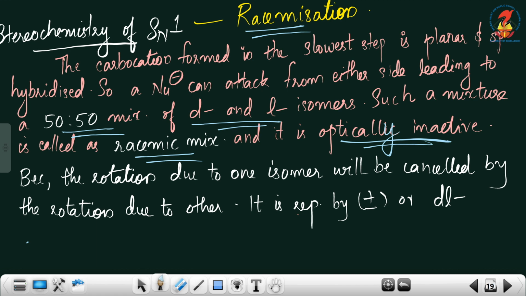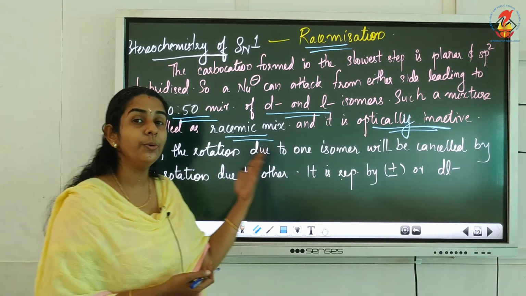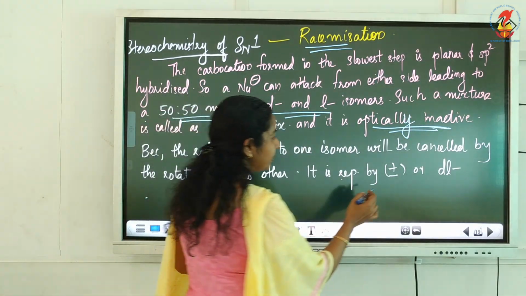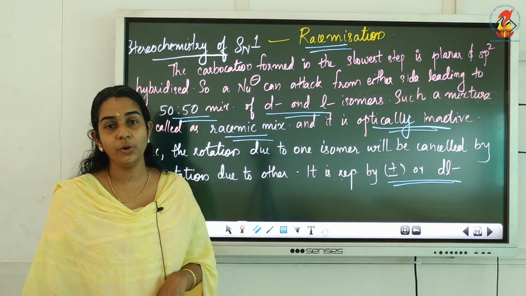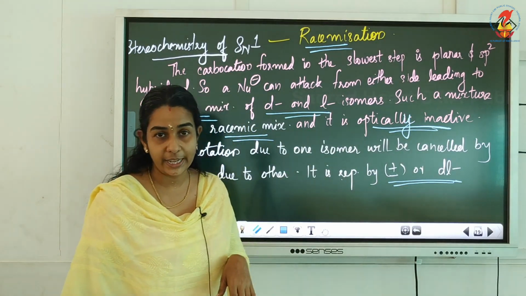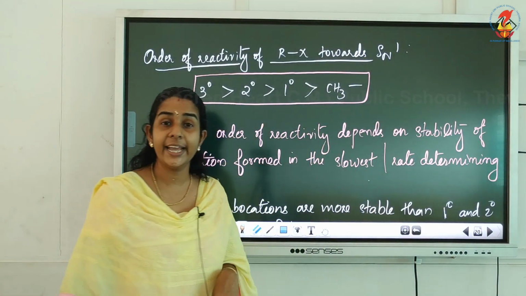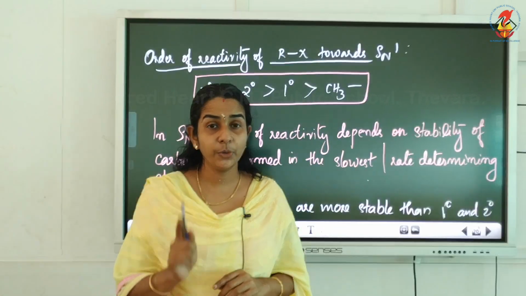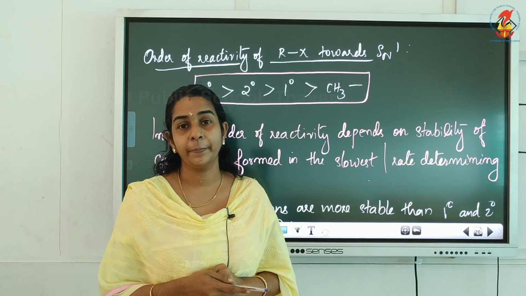Optically inactive, because the rotation due to one isomer, or half of the isomer, will be cancelled by the rotation due to the other half, and it is represented by plus or minus in single bracket, or small d and small l together. Remember, racemic mixtures are optically inactive, and the stereochemistry of the SN1 mechanism is racemization.